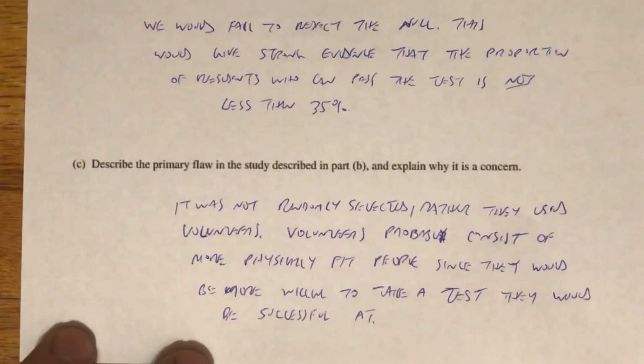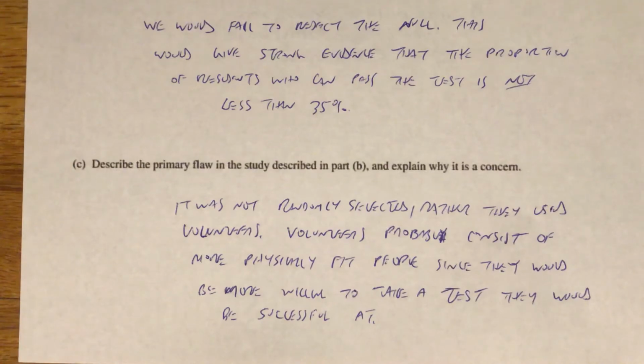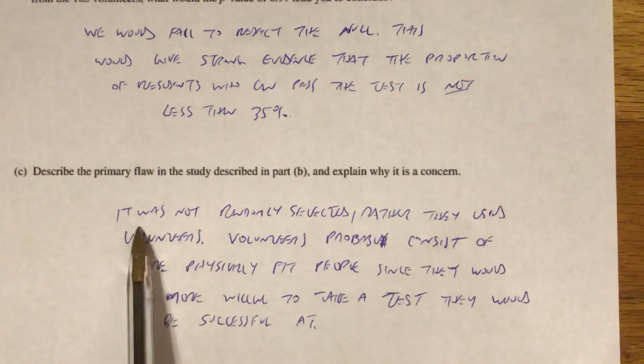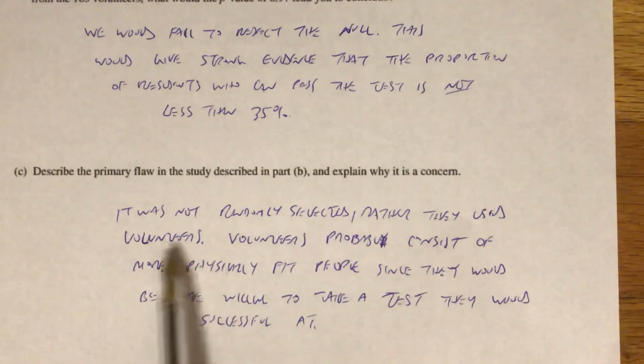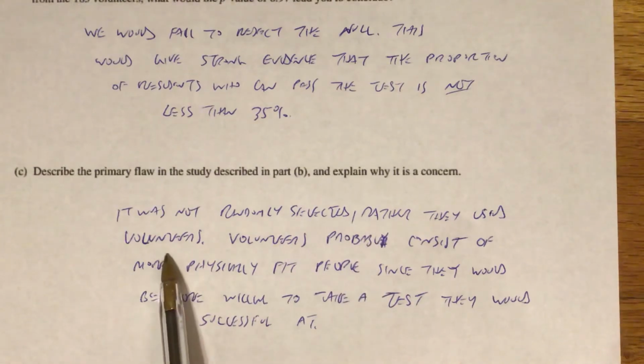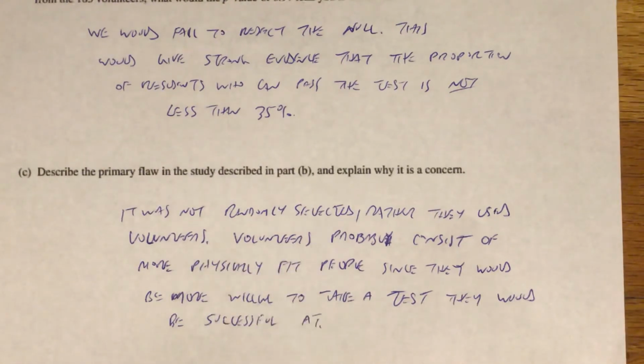The last part. Well, describe the primary flaw in the study, which we already kind of mentioned. Well, they picked volunteers. But we have to be explicit about why it's a concern. The key things to mention: they were volunteers. They weren't randomly selected like they should have been. They just let volunteers come in. What's the problem with volunteers, though? Like we learn in class, someone said, well, what's wrong with picking volunteers? Well, what would you say?